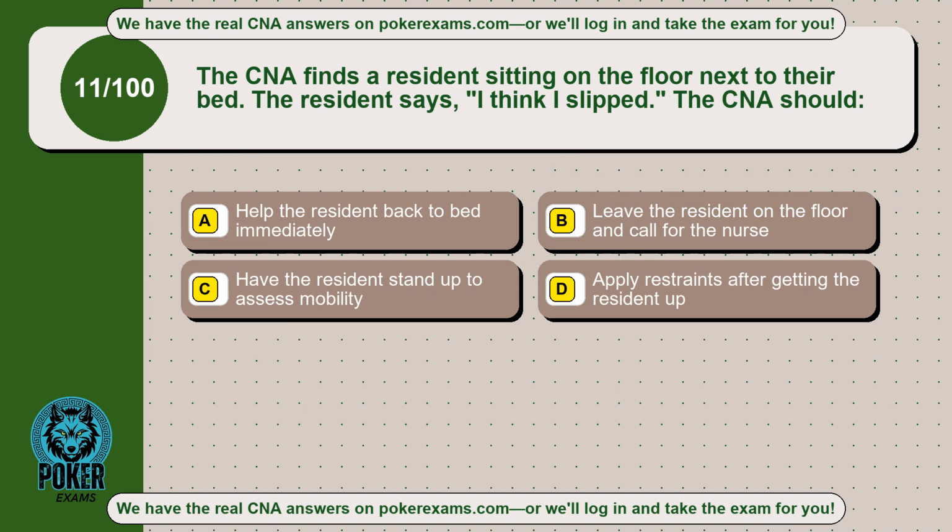Question 11. The CNA finds a resident sitting on the floor next to their bed. The resident says, "I think I slipped." The CNA should: Option A. Help the resident back to bed immediately. Option B. Leave the resident on the floor and call for the nurse. Option C. Have the resident stand up to assess mobility. Option D. Apply restraints after getting the resident up.